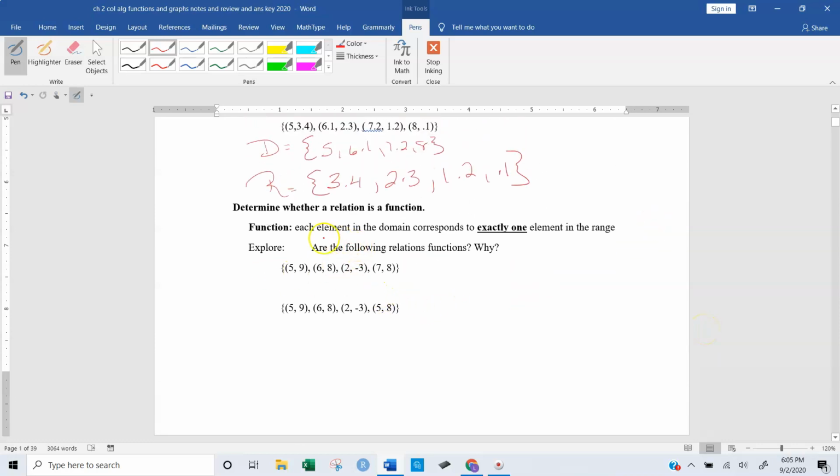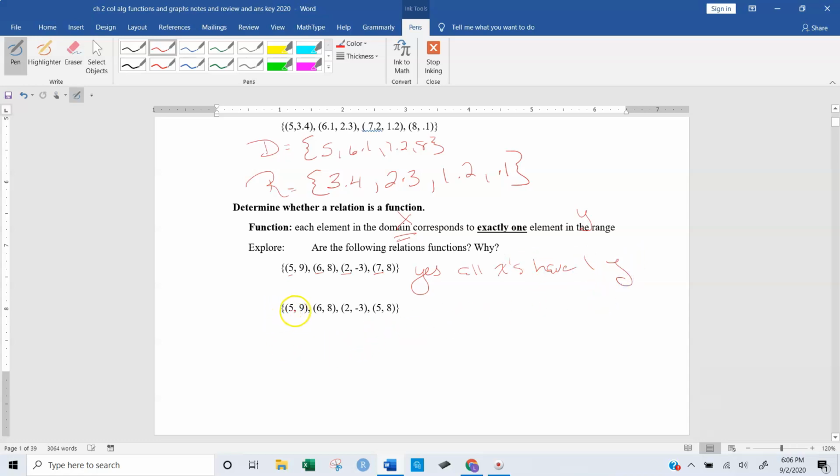a function. That means that each element of the domain corresponds to exactly one element in the range. So each element of the x corresponds to exactly one element in the y. That means every x is different. So if you look here, are all the following relations functions, yes or no? I look, are all the x's different? If all the x's are different, the answer is yes. And it's because it's going to pass the vertical line test if I graph this. So yes, all x's have one y is what you would say.